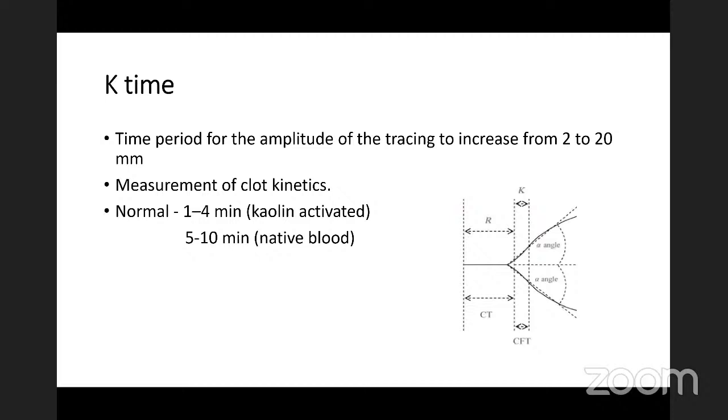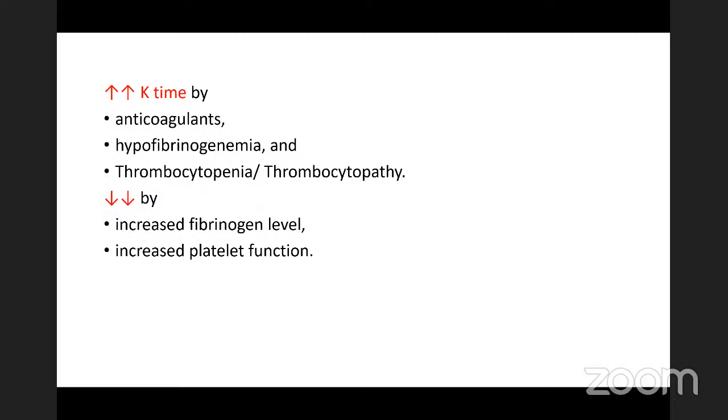K time is the time period from the amplitude of the tracing of 2 to 20 mm. That's here to here. It is a measurement of clot kinetics, normally 1 to 4 minutes, kaolin activated. K time is increased by anticoagulants, hypofibrinogenemia, and thrombocytopenia. Here, the R time doesn't reflect thrombocytopenia. That indicates that platelet function is reflected only in K time and further measures. K time decreases with increased fibrinogen and increased platelet function.